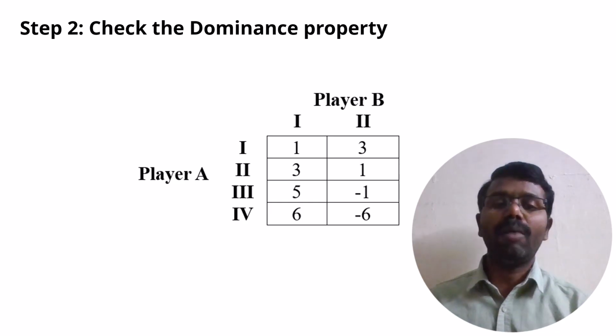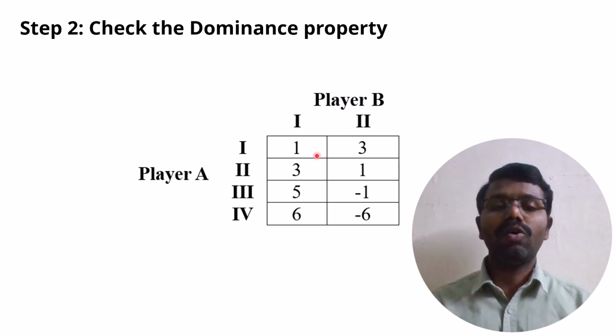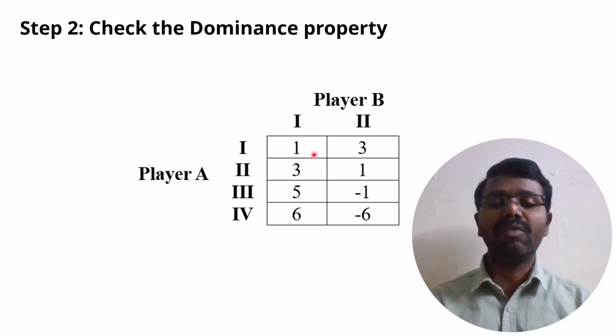Let us check the dominance principle. We will first see the column reduction. In the column reduction, 3 is dominating 1, but here 1 is dominating 3, so neither column dominates the other.